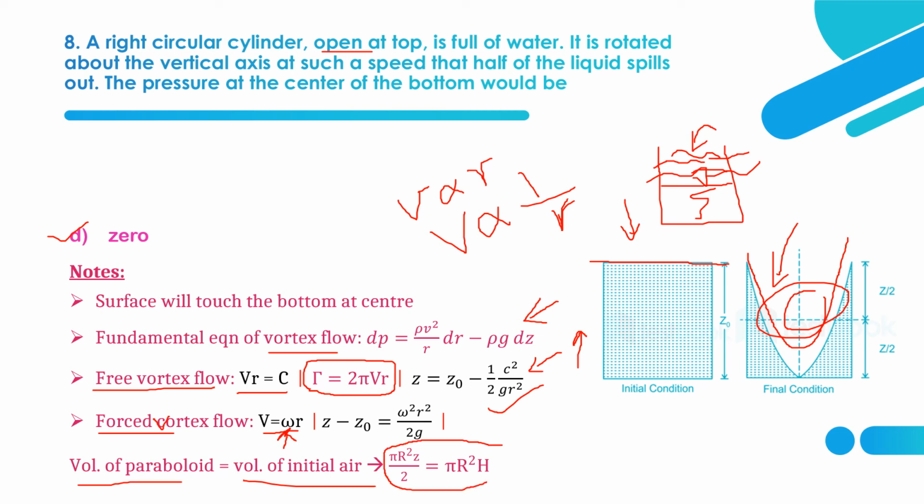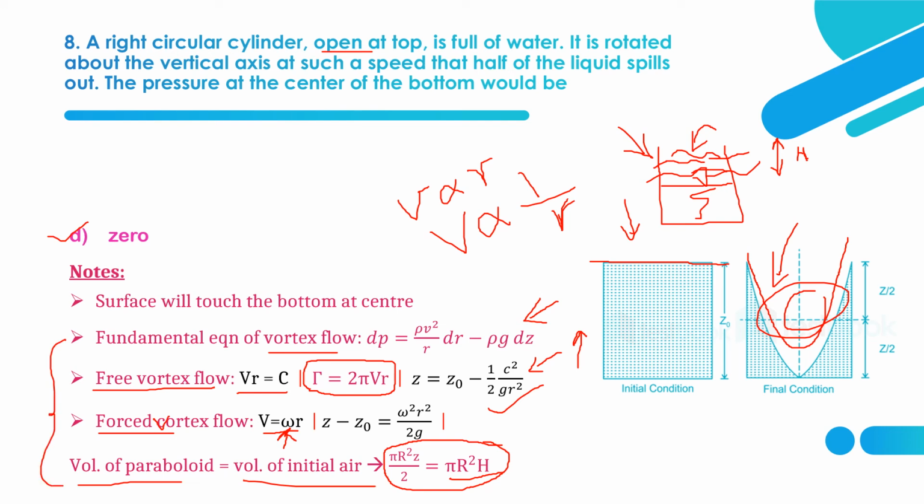So that is given by this formula. Pi r square z by 2 is the volume of paraboloid and the volume of initial air. So consider this as a cylindrical beaker or like that. So for that, pi r square h is the volume. What is the h value? H is the height of initial air present before rotating. So these are the basic things regarding vorticity and vortex flow.